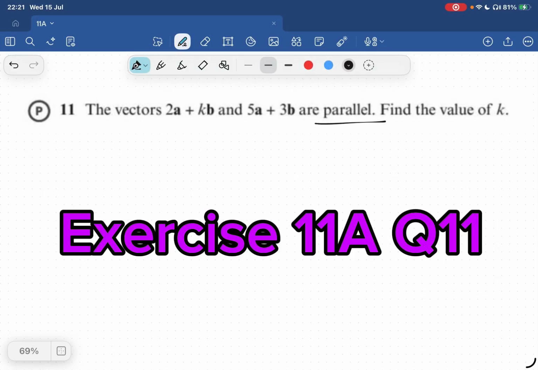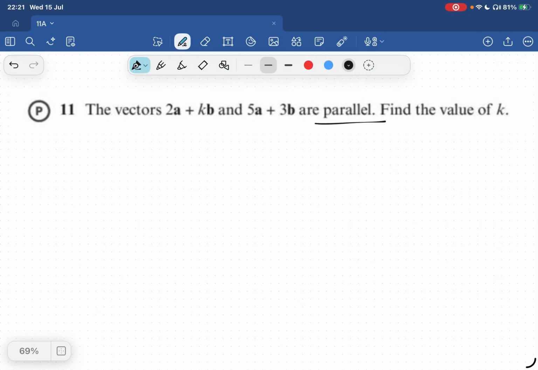Question 11 here, the last question in 11a. It's asking again, are two vectors parallel? Now we know for it to be parallel, they need to share a scale factor.